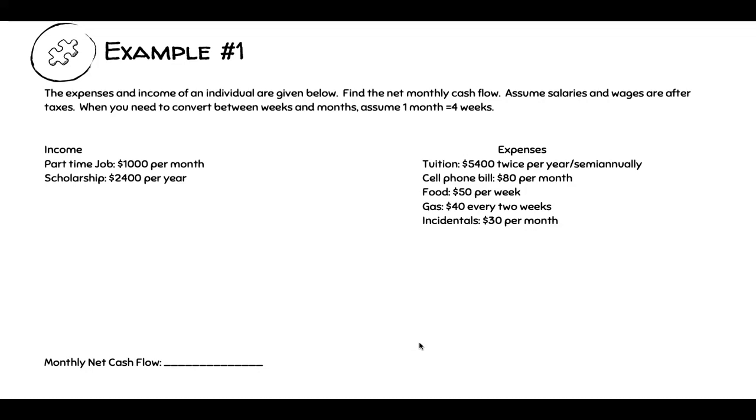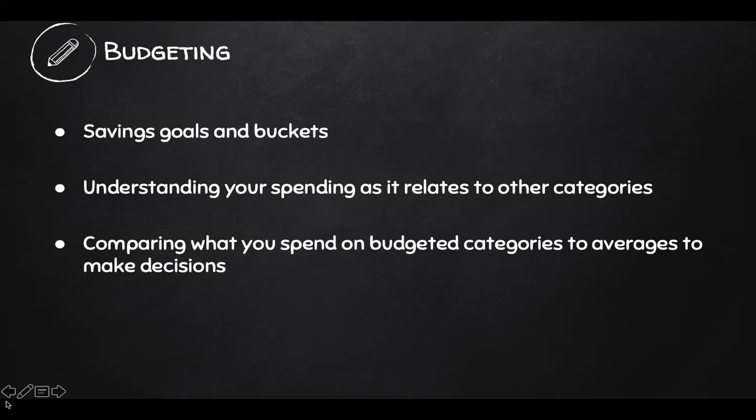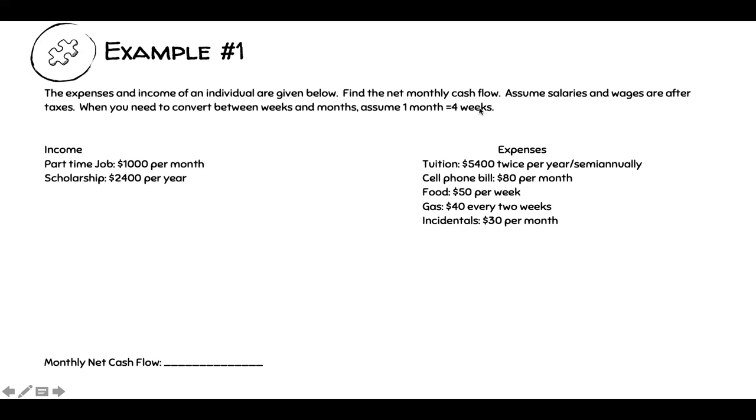Food is $50 per week. Now, there's not a straight relationship between weeks and months, so I'll usually give you some relationship here. It says assume 1 month is 4 weeks, and so that's what we're going to be looking at here. So if they give us something that's weekly, we will take it, we'll multiply it by 4 in order to find its monthly value. So it turns out that this person spends $200 a month on groceries.